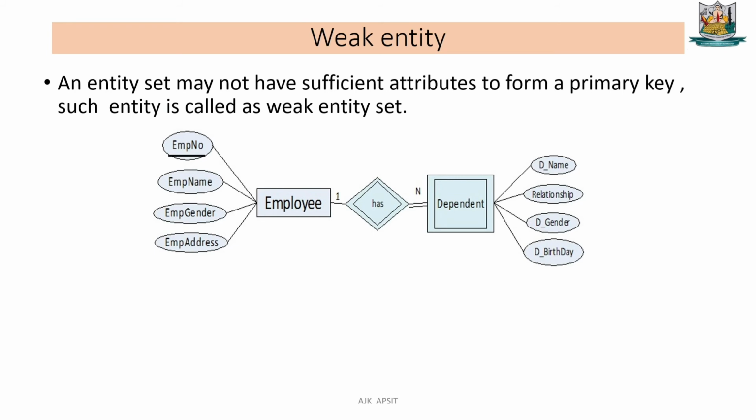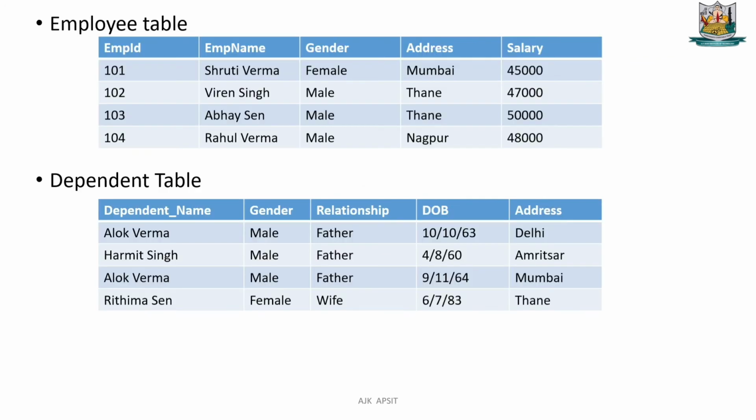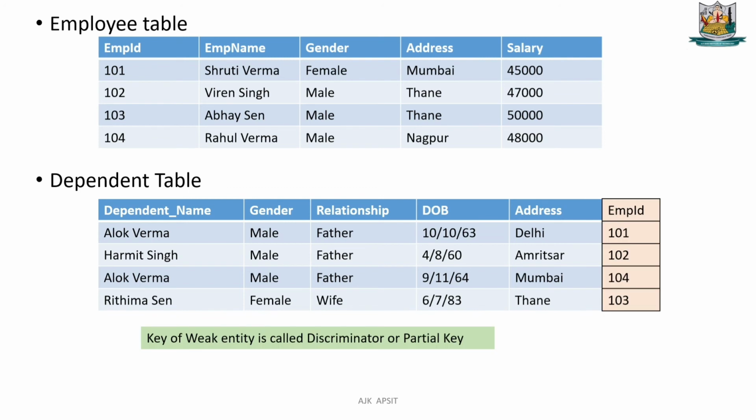Now the weak entity. If the entity set may not have sufficient attributes to form a primary key, then such an entity is called a weak entity. To understand the weak entity properly, let us understand it with the help of one example of tables.